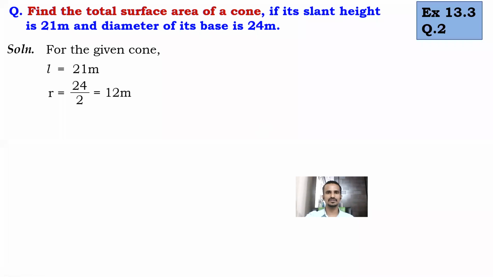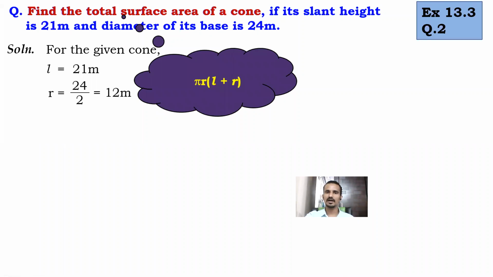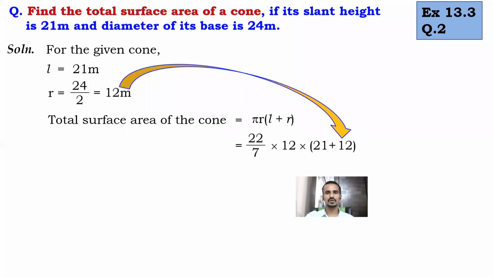Let's use the formula that we have just studied. The formula for total surface area is pi r, r plus L. Let's use that. Total surface area of the cone is equal to pi r, r plus L. So it is 22 upon 7 multiplied by 12 multiplied by 21 plus 12.